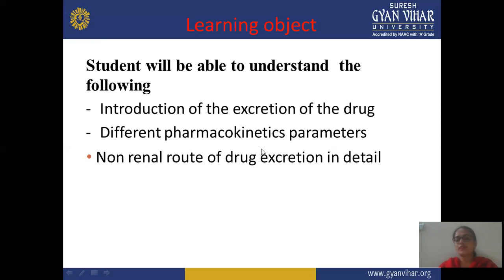And the non-renal routes of drug excretion: the different routes, or classification of non-renal routes of drug excretion, with examples and how non-renal drug excretion takes place. So this is the complete objective of this topic. You should know the complete pharmacokinetic parameters, including absorption, distribution, metabolism, and excretion, and how they affect the therapeutic effect, and the renal as well as non-renal routes of drug excretion, and the difference between these two excretion routes.